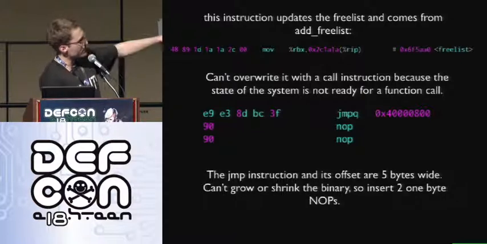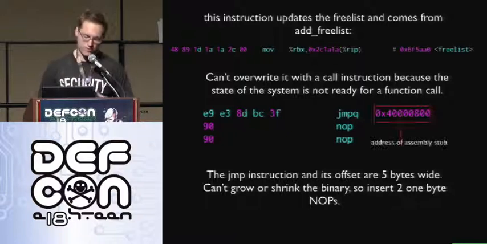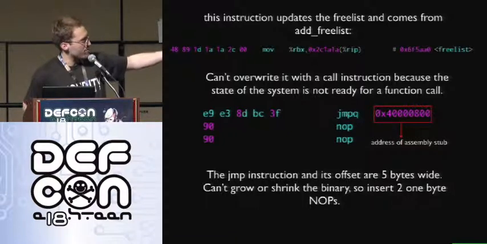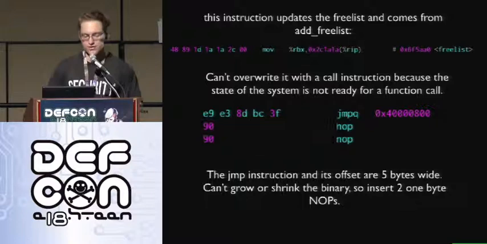It turns out that the move instruction is 7 bytes. The jump instruction, including the offset, is only 5 bytes. Since we can't grow or shrink the binary, we have to insert 2 NOP pads just to make everything work out. This address right there is the address of the assembly stub we're going to transfer execution to. When the assembly stub finishes, we want to return back to this NOP and then just fall through and continue executing as if nothing happened.